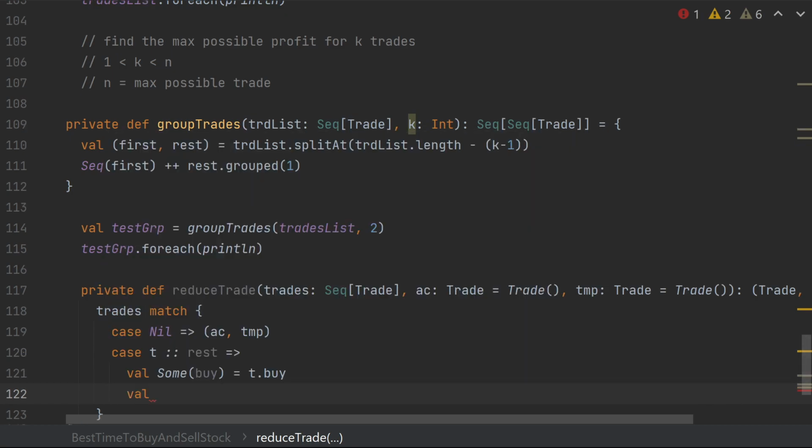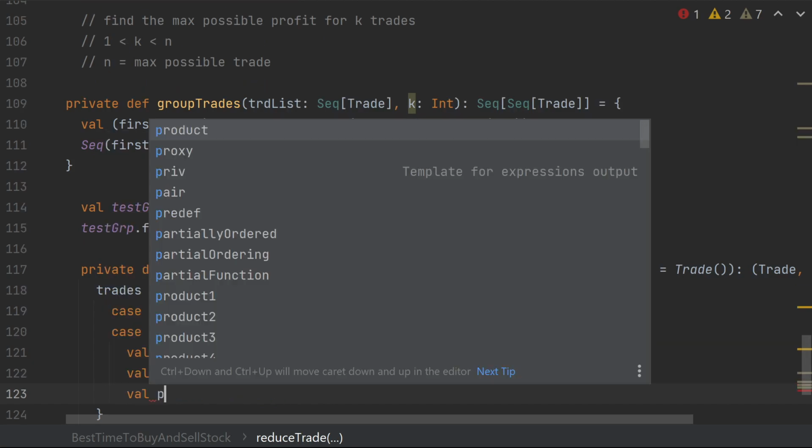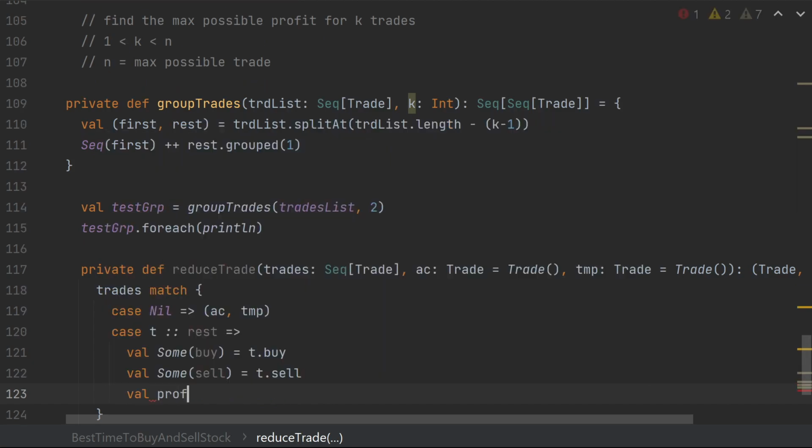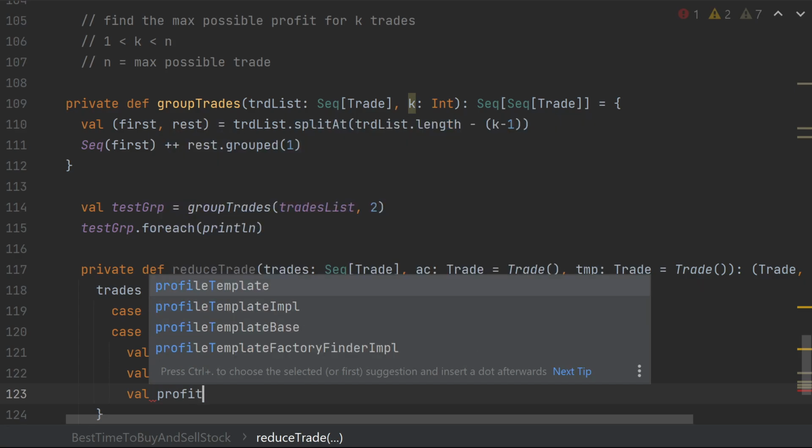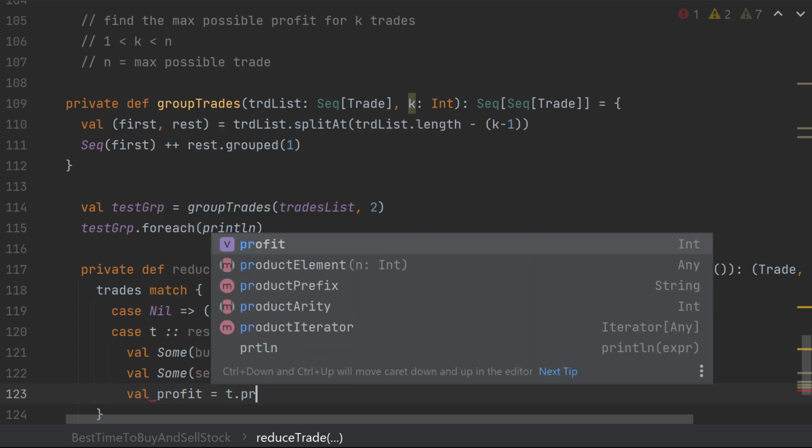Alright, so this is an extractor pattern that I'm using. This extractor pattern comes inbuilt with the case class. When we discuss the design pattern, we will look more into this, how we can implement the extractor pattern onto any class. So it is going to be t.sell, and again it's going to be profit, which will be t.profit.